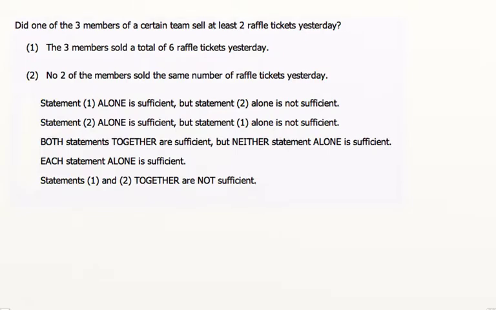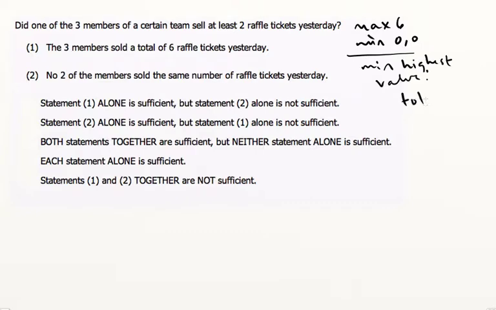So if we think about this in terms of minimization and maximization, the maximization of one would be the minimization of the other 2. What that means is that the max for one would be 6, and then the min for the other 2 would be 0 and 0. So obviously, one of the 3 members sold at least 2 in a case like that. Then the other side of that would be to minimize the highest value. That's going to be the total divided by 3 because there are 3 people. So if they're all contributing equally, then nobody has a higher value than anybody else.